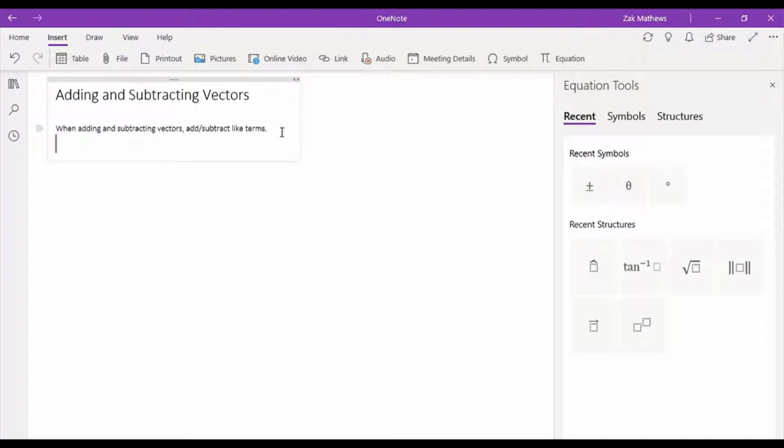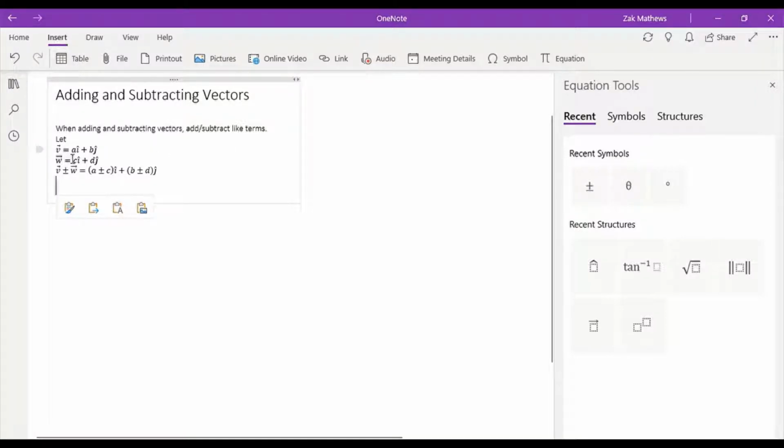It's very important when we're adding and subtracting vectors that we can only add and subtract like terms. So let's start by defining two vectors. Vector v equals a i hat plus b j hat. Vector w equals c i hat plus d j hat. Remember that arrows above the vector names always indicate a vector, so it does not matter what I call them. I called them v and w here.